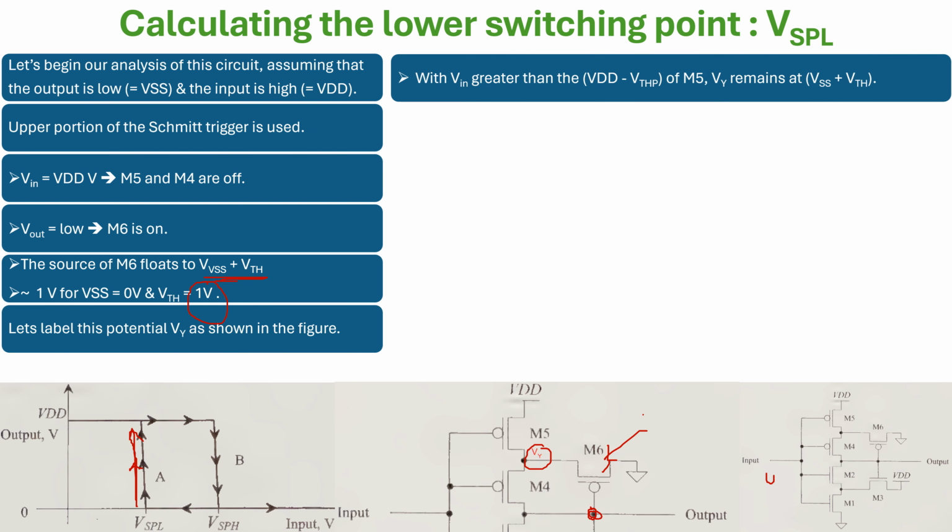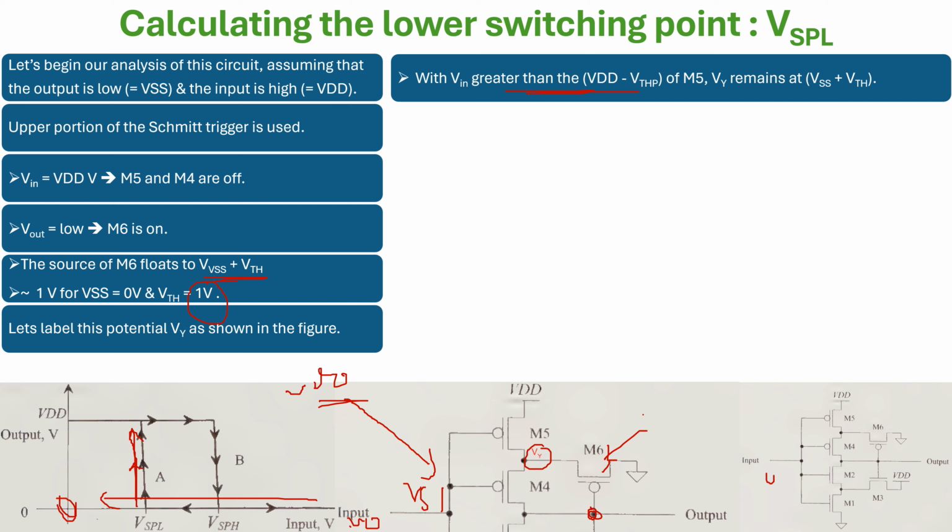Okay, let's continue the journey with Vin greater than VDD minus VTH. Now see this. What we are trying to do is reduce this voltage. This is VDD, and this is going towards VSS. Remember, similarly we are moving this input in this direction. It was at VDD, it's going towards 0.